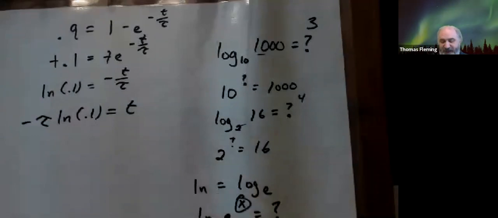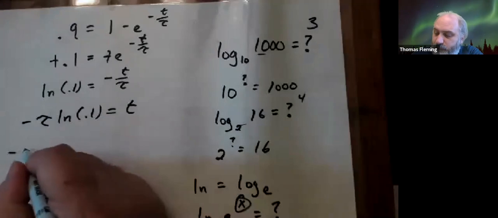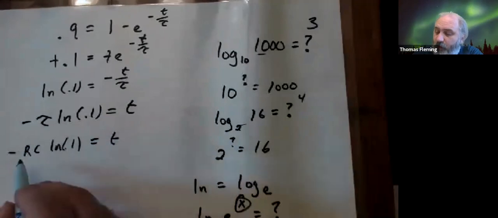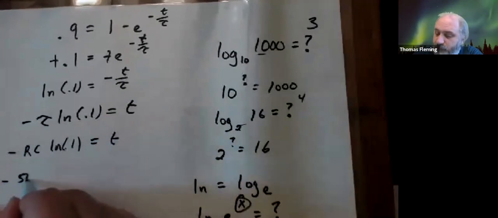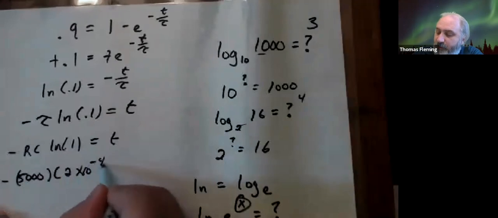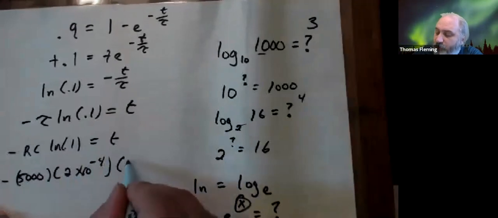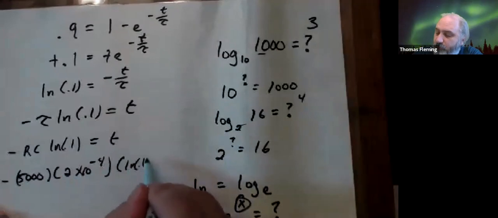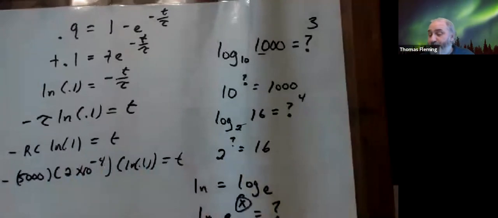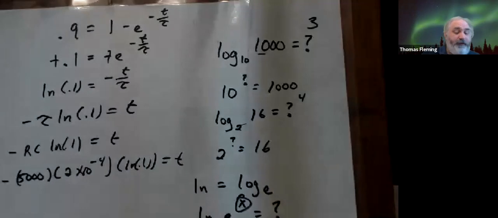So if I multiply that by tau, well, wait a second. What the heck was tau? Tau was r times c, right? And r we said was 5,000. C we said was 2 times 10 to the minus 4. And of course, the natural log of 0.1 is that number I've already forgotten, negative 2.3. So times 5,000 times 2 times 10 to the minus 4. Oh, actually works out to be exactly 2.3 seconds.